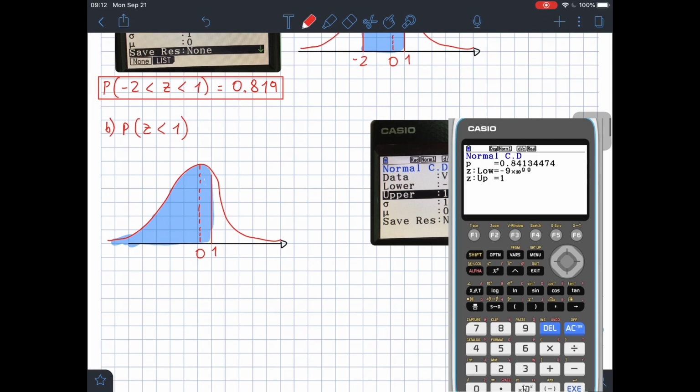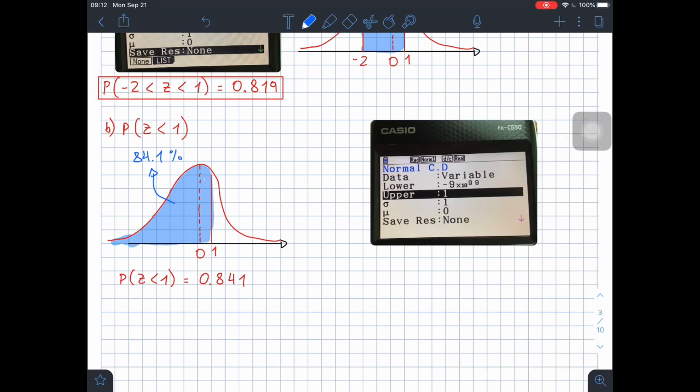So the probability of C being less than 1 is equal to 0.841. That means that the shaded blue region over here represents 84.1% of our information right here. Okay, so let me do the observation here for the lower boundary.